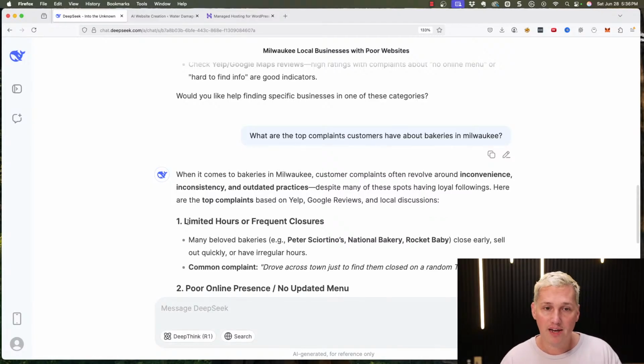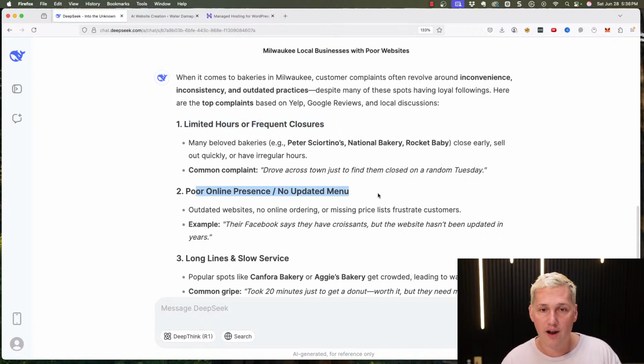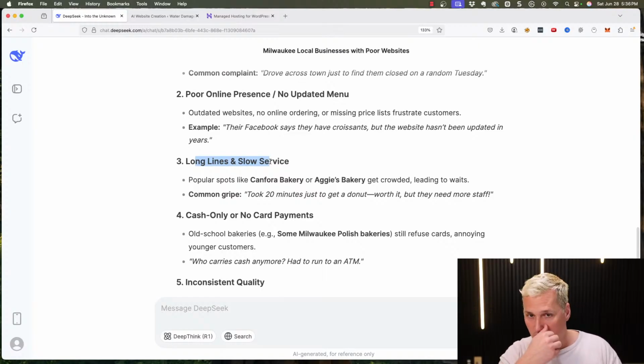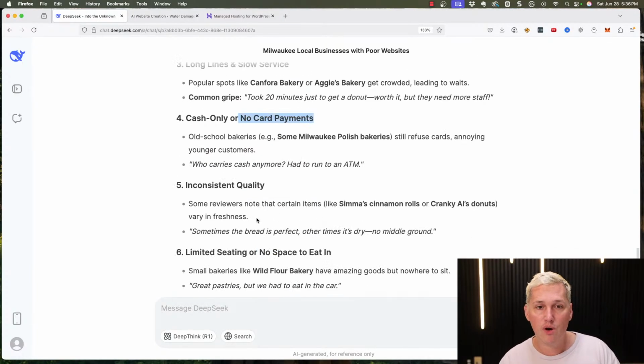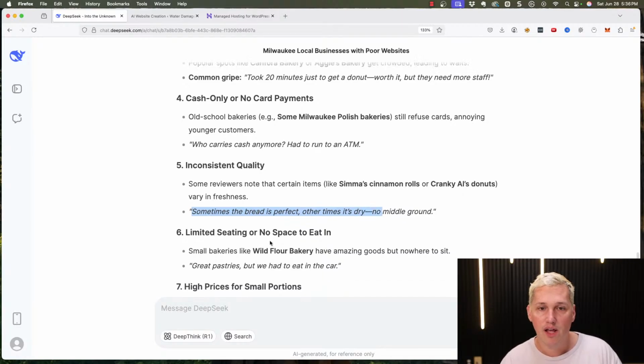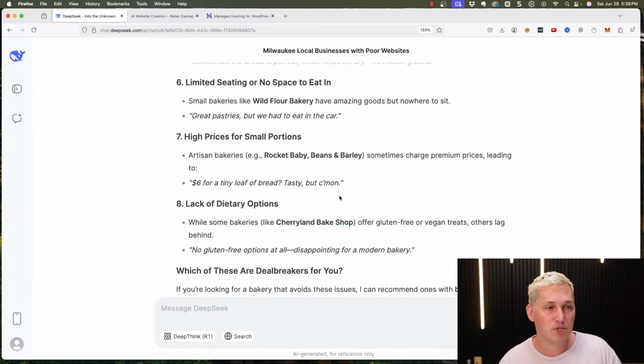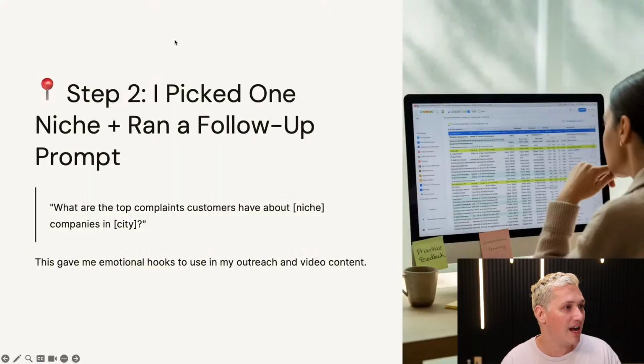But you can see here, these complaints for this one are limited hours or frequent closures, poor online presence or no updated menu. So that's interesting, right? Long lines, slow service, cash only, no card payments, inconsistent quality. And they give you exactly what they mean too. Sometimes the bread is perfect, other times it's dry. There's no middle ground. Limited seating or no space to eat in, high prices for small portion, lack of dietary options. Guys, I hope that you're really seeing the potential here, that you have a lot to go off of now to start making content.